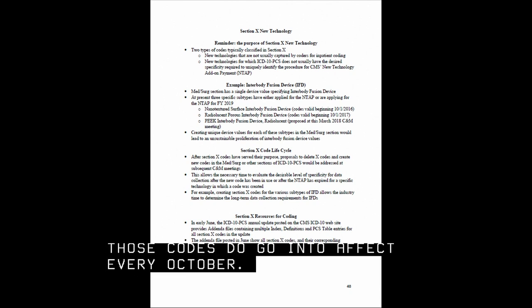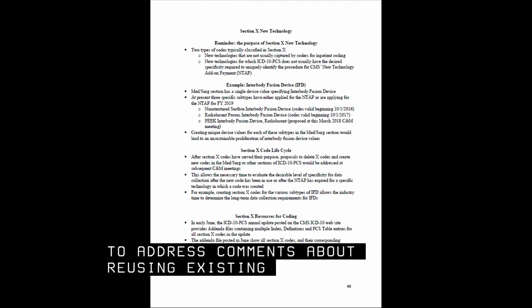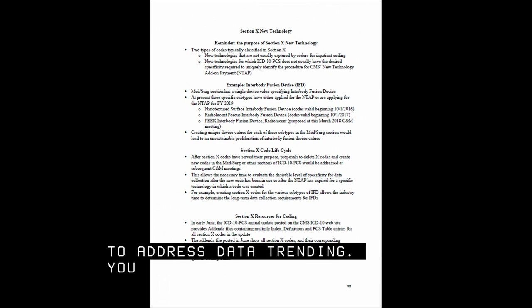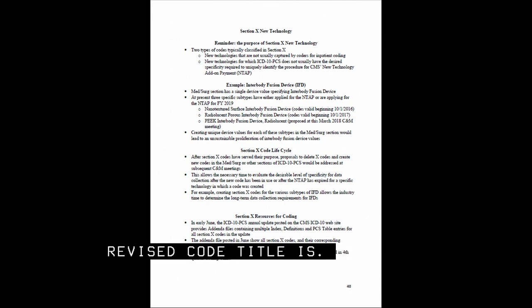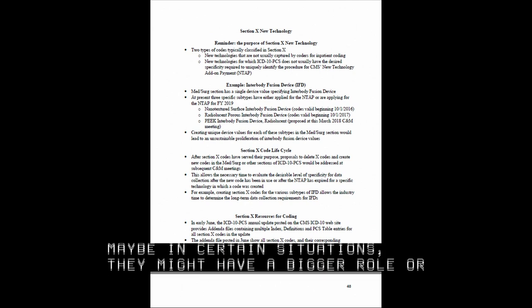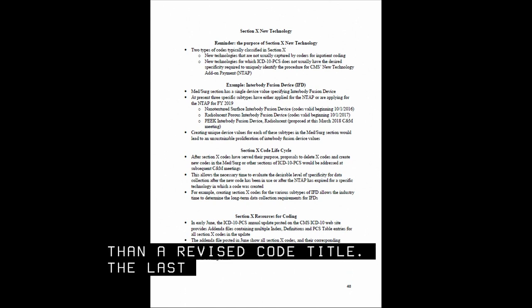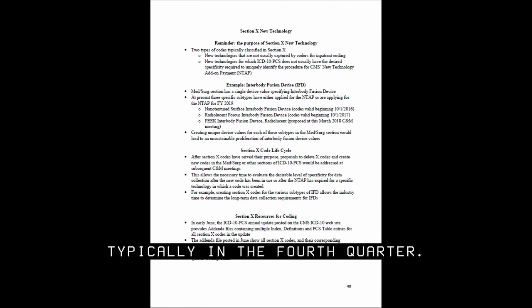And to address comments about reusing existing values, we have the conversion table that helps to address data trending. So you can go back any given fiscal year and look at what the previous code was and what the revised code title is. Maybe in certain situations it might have a bigger role or impact, but not in all cases. It's really not much different than just a revised code title. The last point is that AHA publishes in its Coding Clinic publication code updates typically in the fourth quarter. So there are available resources to identify when a Section X code has been created.